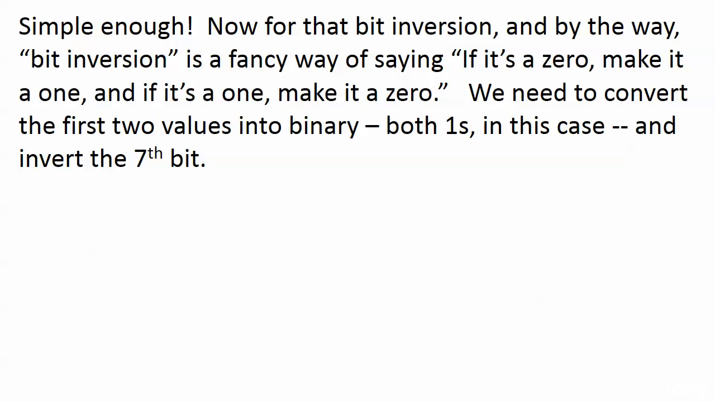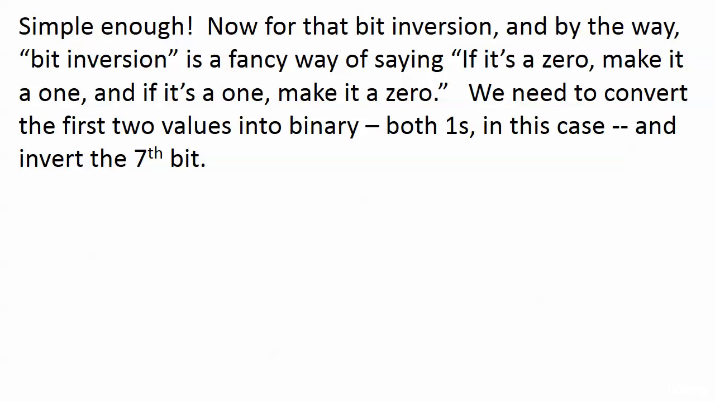Now, what about that bit inversion? This is a big city, fancy schmancy way of saying if it's a zero, make it a one. If it's a one, make it a zero. Not hard at all, right? I mean, you're just changing one bit to the only other possible value that it can have.